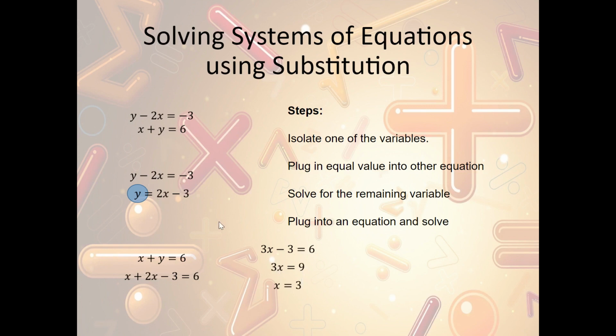Then I plug it into the other equation and solve. I'm going to pick either equation, doesn't matter which one. I'll pick this one. And I'm going to plug 3 in for x. So I get 3 plus y is equal to 6. Subtract 3 from both sides to get y by itself. And I get 6 minus 3 is 3. So x is 3 and y is 3.